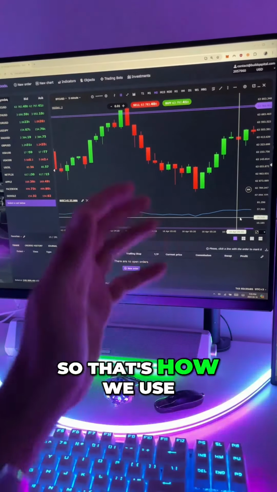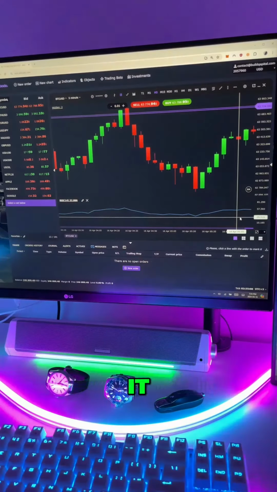So that's how we use the RSI indicator, and that's how you apply it to your chart on Avato.com.